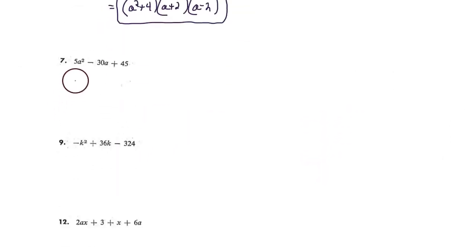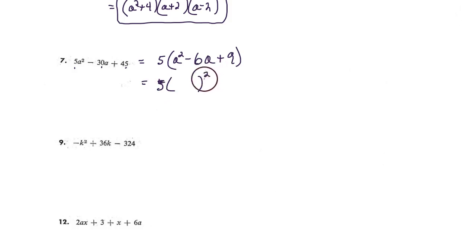Next one, look for GCF. Anything that they all divide by? Yeah, they all divide by 5. So we have 5 times a squared, and then minus 6a, and then plus 9. Now look in here. This is a trinomial. Is it a special pattern? It is. It's called a perfect square trinomial. One set of the parentheses squared. The square root of a squared is a, the square root of 9 is 3, and the middle term has a minus sign.